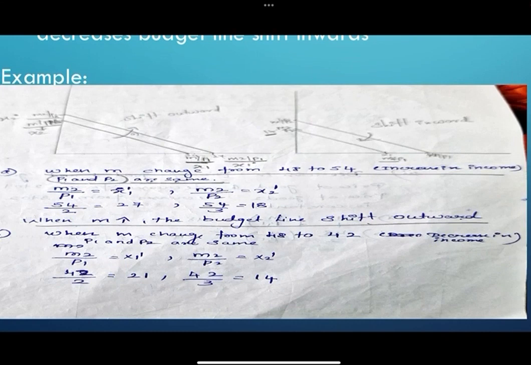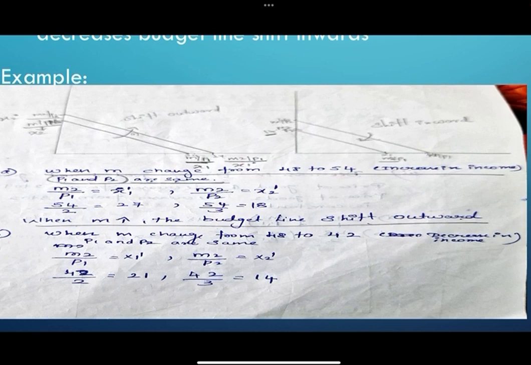M1 is the initial income, M2 is the final, changed income. So the consumer is spending all his income on good one. So M2 by P1 is equal to X1. So the formula for X1: if you are spending all your income on any one good, then you have to calculate like that. You have to do the calculation only in this form.